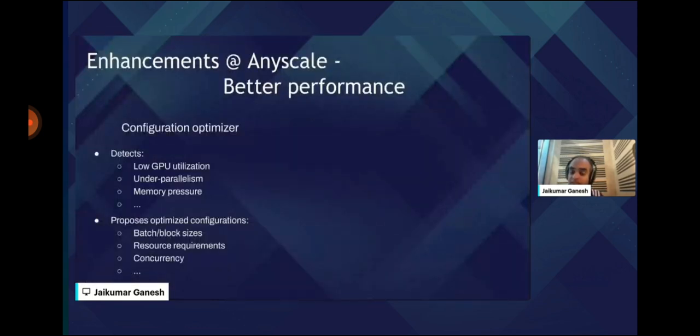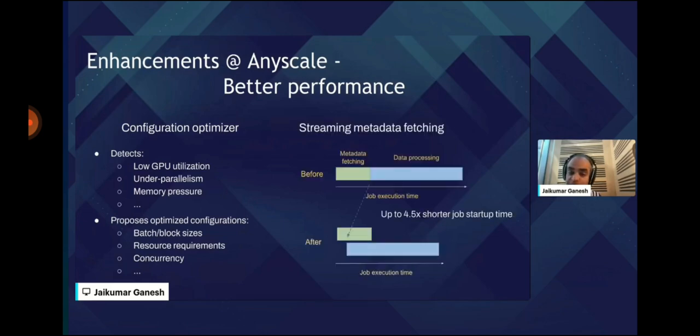We have also added some enhancements, because at Anyscale we take the Ray Data open source package and we give the infrastructure and the VMs and the machines on it. So you can detect low GPU utilization, you can detect optimized configurations and make some suggestions around it. The other thing that we noticed was that many times during data processing, you have the fetching part and the data processing part, and these were serialized. We can actually stream the data, giving a 4.5x reduction in just job startup time.